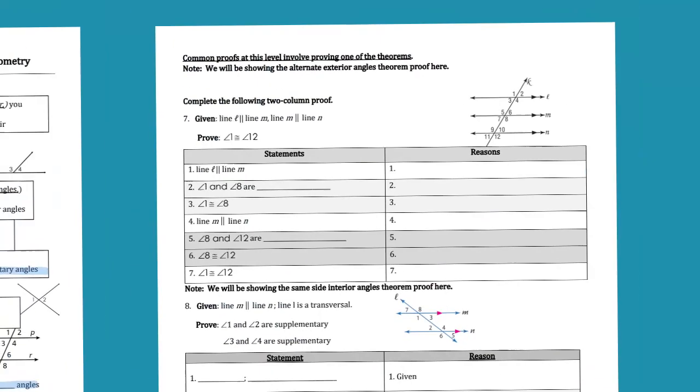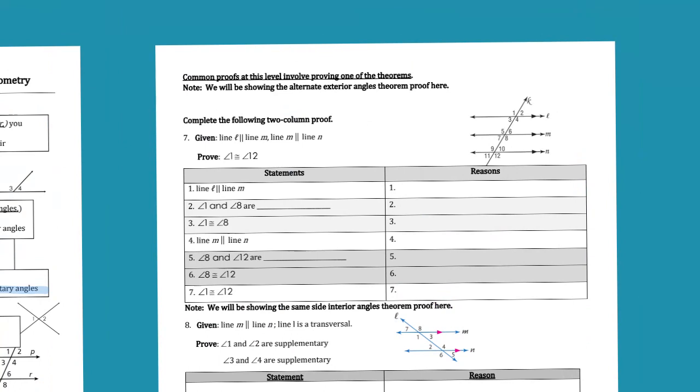Okay, so in a proof, and again, don't lose your mind. It's going to be okay. The thing is that we are given that line L and line M are parallel to each other. And then we're also given that line M is parallel to line N. Now, could we show that line L and N are parallel to each other? Yes, we could. We're going to take a different approach.